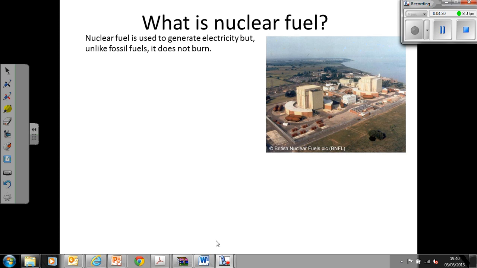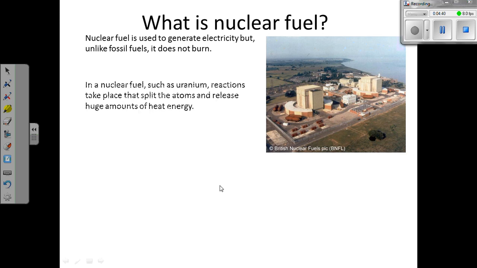Our last non-renewable energy that we will look at today is nuclear fuel. Nuclear fuel can be used to generate electricity, but it does not burn. We use things such as uranium, which undergoes a reaction that splits up the atom and releases huge amounts of energy, heat energy. This is called nuclear fission.